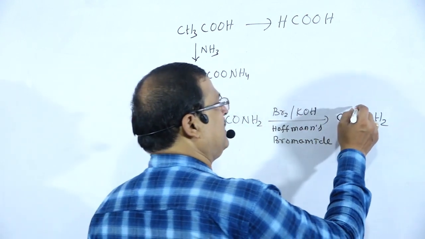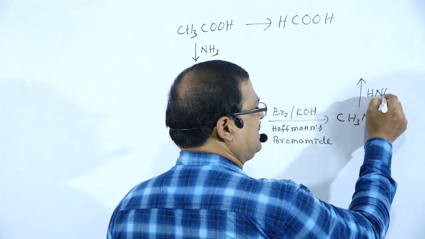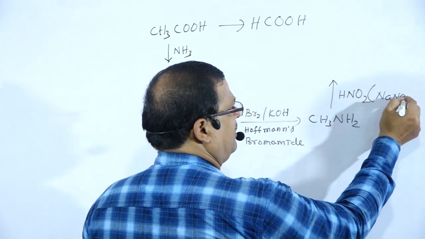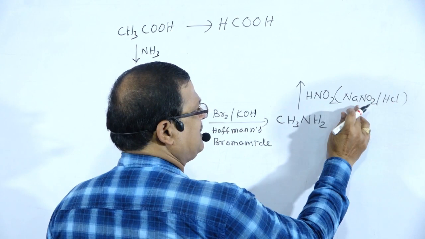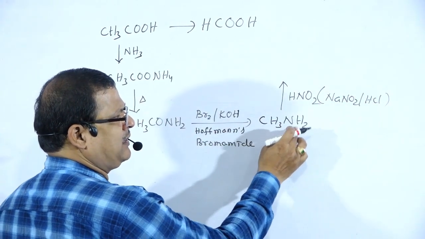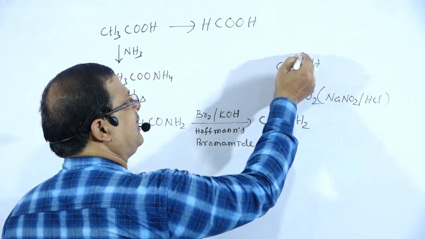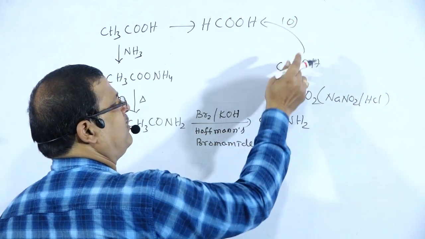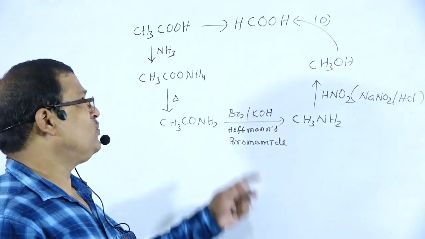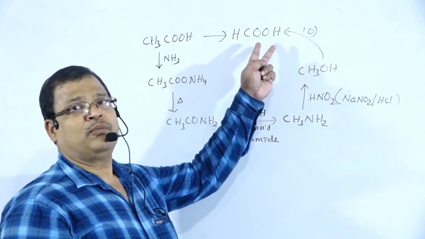So this amine undergoes reaction in the presence of nitrous acid, that is NaNO2 and HCl, forming NaCl and HNO2, nitrous acid. Methylamine treated with nitrous acid forms methyl alcohol. Methyl alcohol is oxidized to form formaldehyde, which is further oxidized to form formic acid. This is one method for the conversion of acetic acid to formic acid.